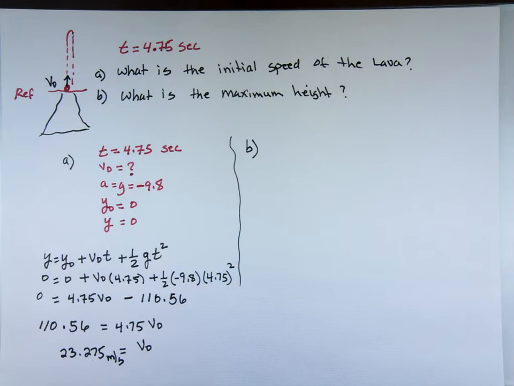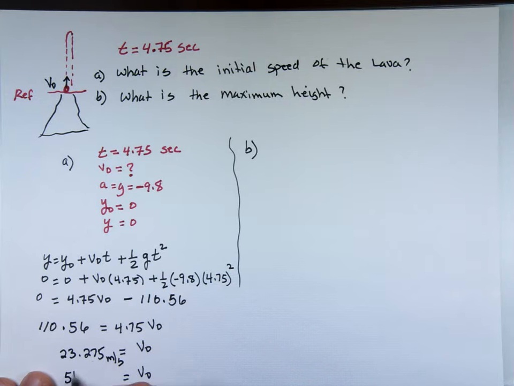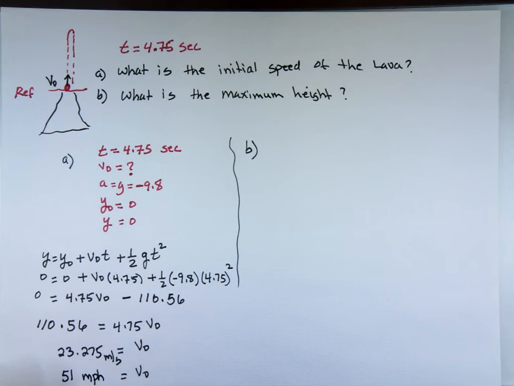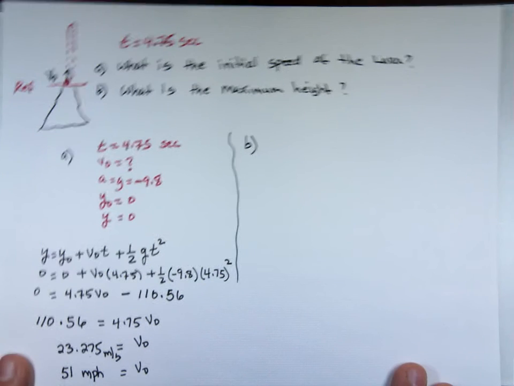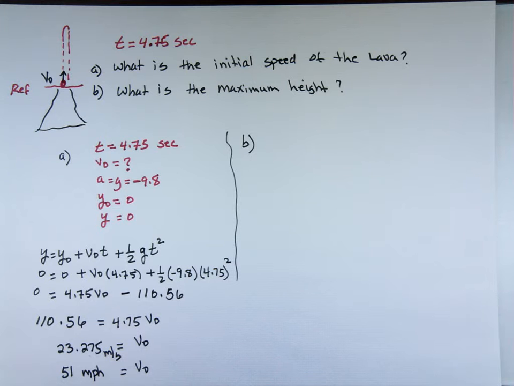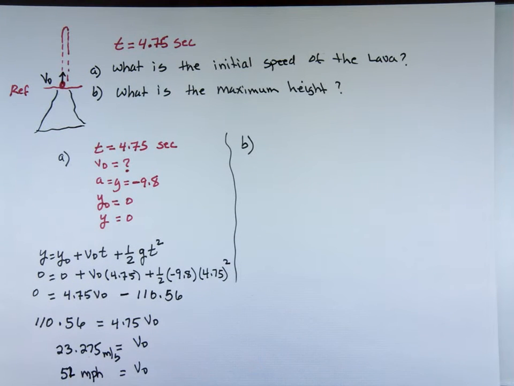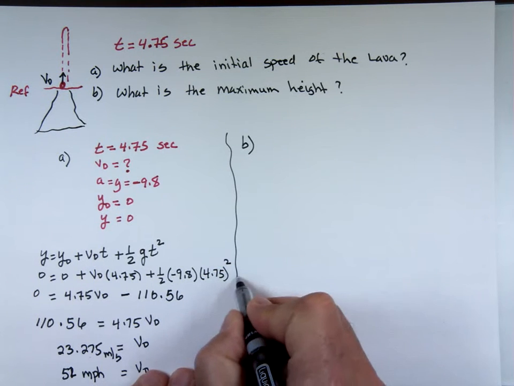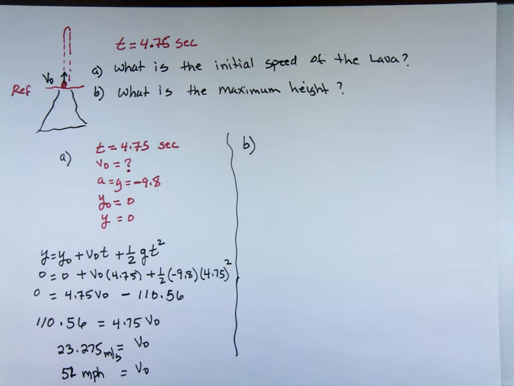In case you're curious about how fast, that's approximately 51 miles per hour. You convert that by multiplying by 2.24. Actually, I left the 4 out. 23.275 times 2.24 is 52, not 51. Approximately 52 miles per hour. So it has a good speed. It wasn't like just a little poof. That thing went up in the air.